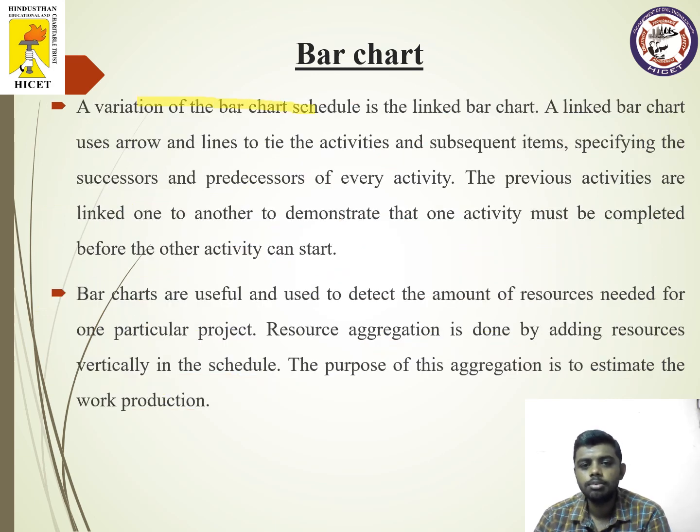There is a variation of a bar chart which is called a linked bar chart. Here we will be using arrows and lines to tie the activities and subsequent items, specifying the successor and predecessor of each activity.